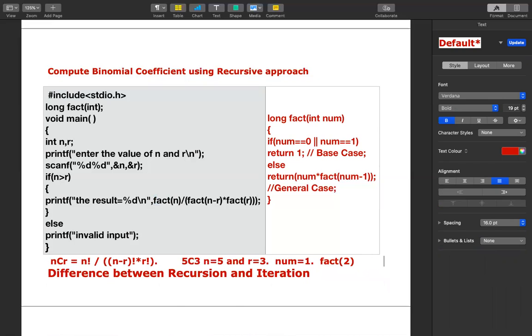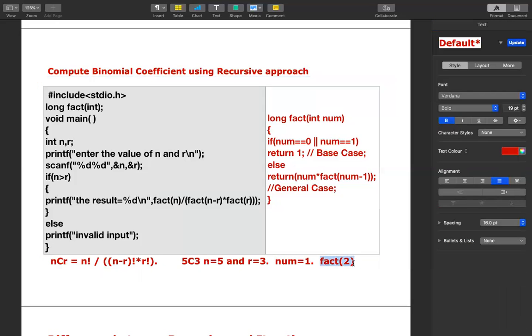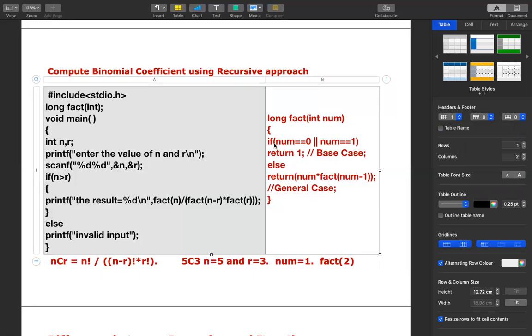Since fact of 2 is called, the value you are passing, 2, will be copied to num. Again, you know that we cannot solve it in a straightforward approach. We need to subdivide this into smaller instances. It will not go to the base case at all, because num is not equal to 0. What is it equal to? It is equal to 2.